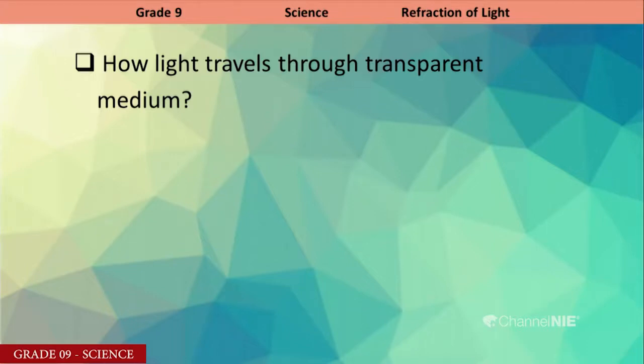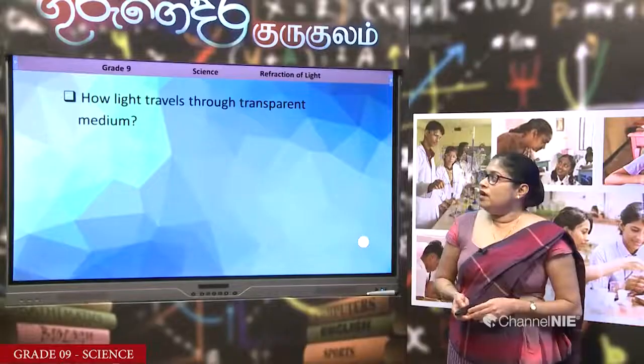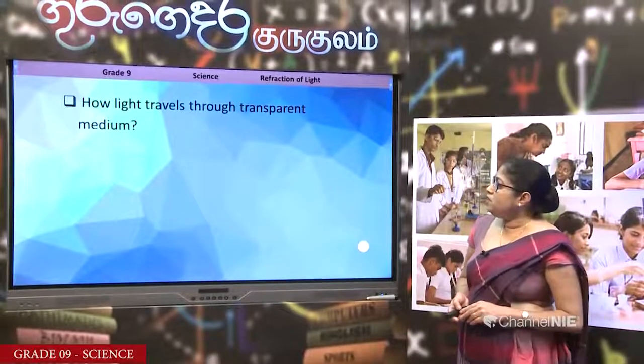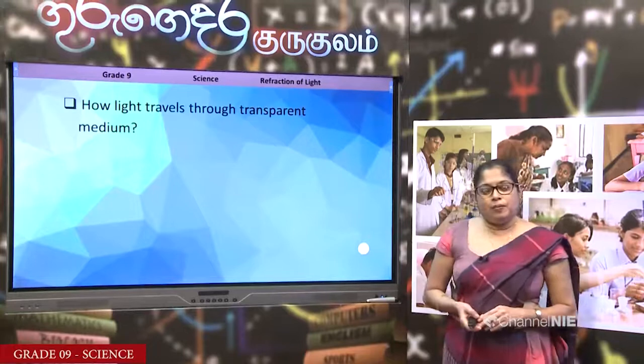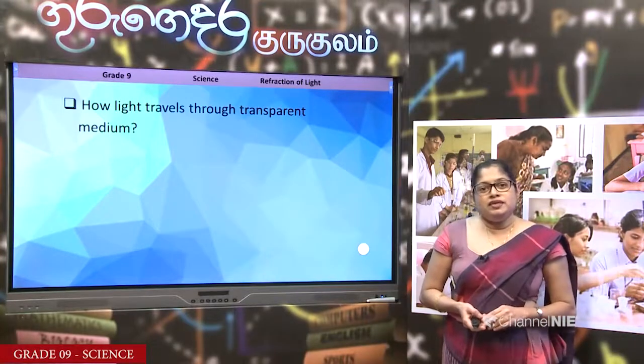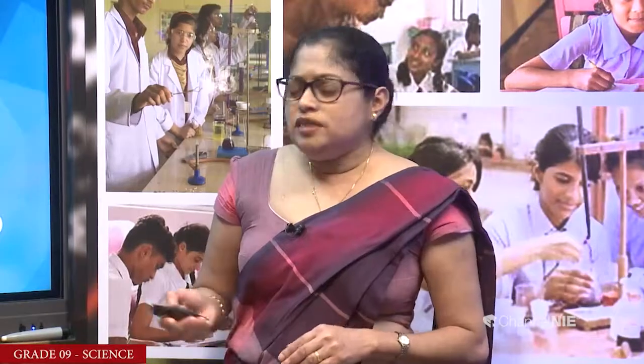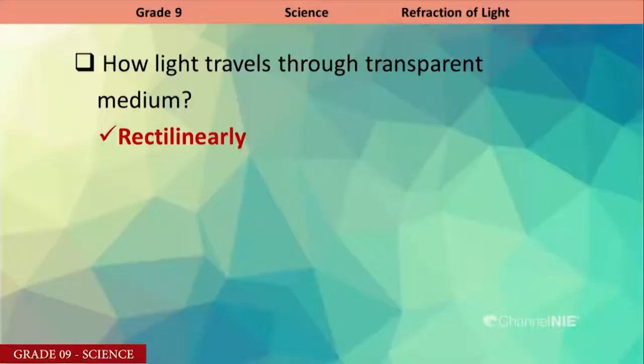Before I start this lesson, I will ask you some questions. How light travels through transparent medium? You learnt in last lesson, light travels in straight lines. So, we call it rectilinear propagation of light. As long as light travels in one medium, it travels in a straight line.